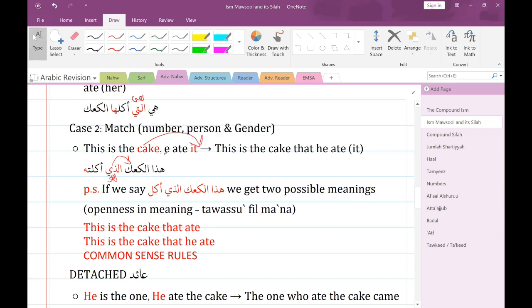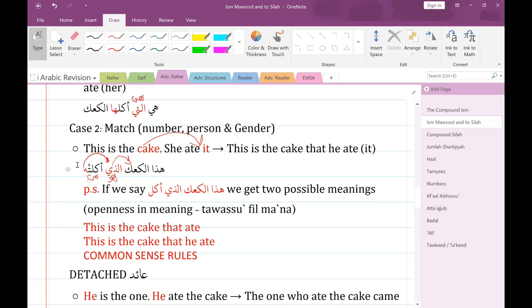She ate it. So she ate it. هذا الكعك الذي أكلته. Oops. So here أكلت. And you can see the عائد goes back to الذي and it matches exactly.